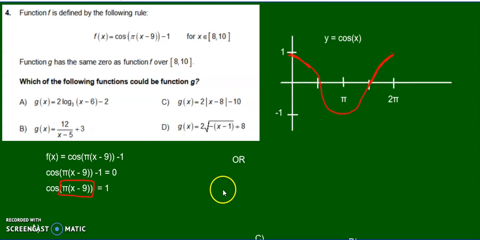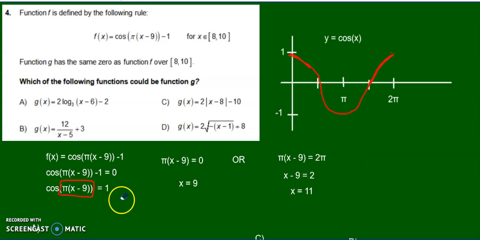So we know now that this angle has to be equal to 0. If we solve this little equation, divide both sides by pi, we get x equals 9. So 9 minus 9 is 0. But it could also be equal to 2 pi. So this angle could also be equal to 2 pi. If we solve this equation, divide both sides by pi, you get x minus 9 equals 2. So x equals 11. So for this function, the zeros are when x equals 9 and x equals 11. But remember that the interval is from 8 to 10, so 11 is outside the interval, so we're not going to consider this one. So 9 is the 0 of this function over that interval.